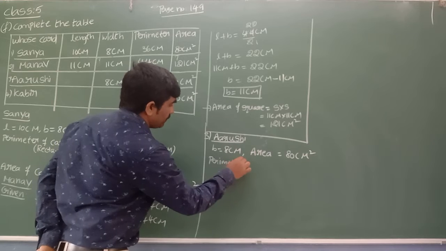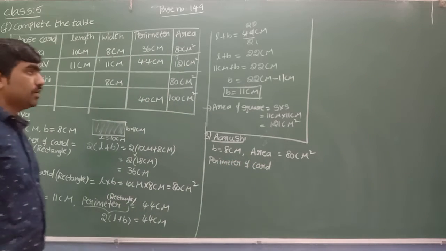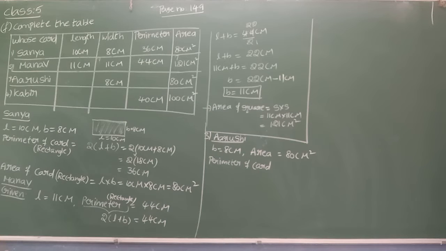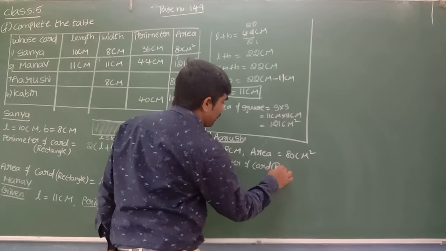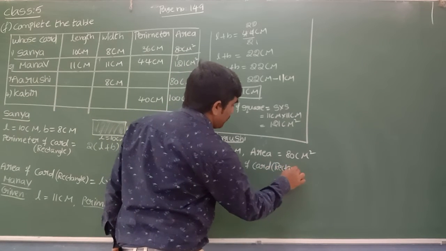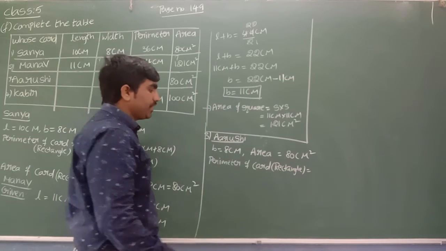Perimeter of a chord. We don't know whether it is a rectangle shape or a square shape. So let me take the rectangle shape, where they give length and breadth. I am taking the rectangle shape. If it is a square shape also, nothing is wrong. Okay, now, perimeter of rectangle.